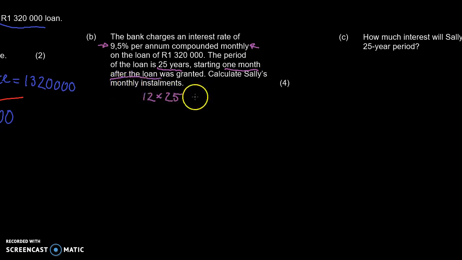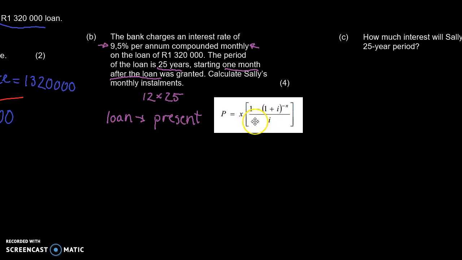Calculate Sally's monthly installments. Because this is a loan, we need to use the present value formula. And let's see if I can find that in a hurry. I did copy it earlier, and let's paste it down. There it is, the present value formula. And now we just plug and play. So let's get our brush out. Our present value is 1,320,000. We don't know what the installments are, but we can fill in everything in the brackets.